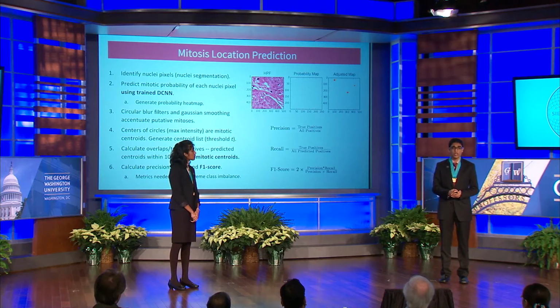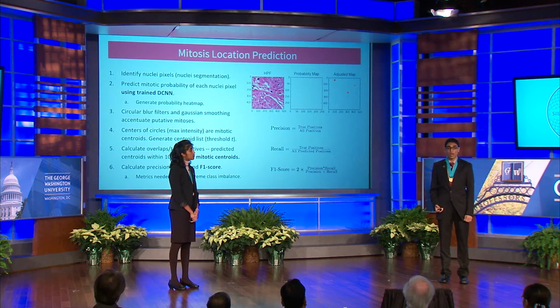We use our trained DCNN to predict the locations of mitoses. First, we evaluate it pixel by pixel across a high-power field to get a probability heat map. And we apply some image processing to this heat map to accentuate the possible mitoses and pick out the mitotic centroid locations. We compare our list of predicted mitotic centroids to the actual ground truth mitotic centroids and compute precision, recall, and F1 score statistics.